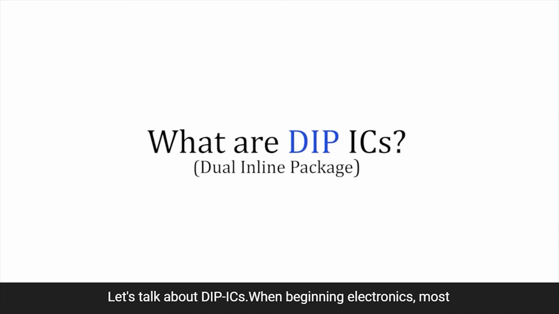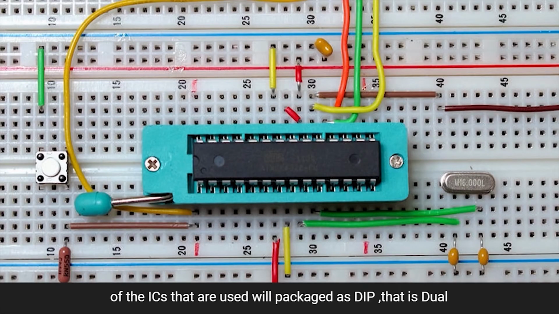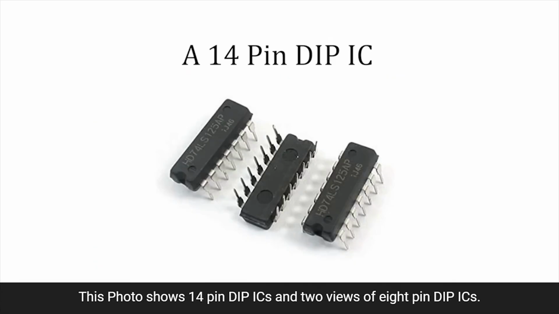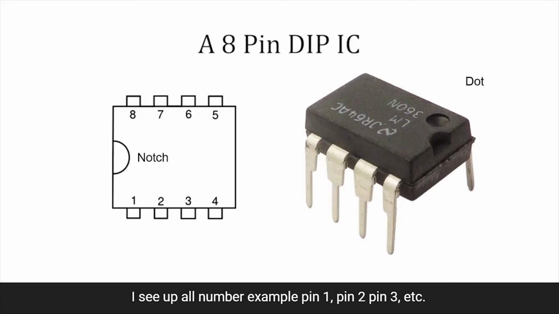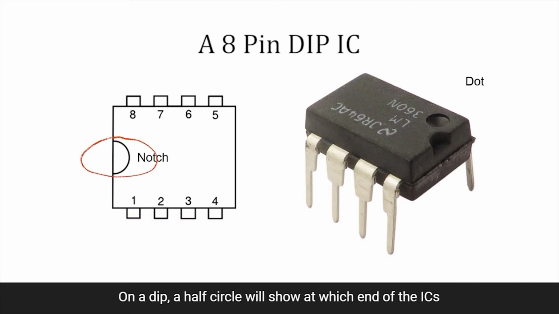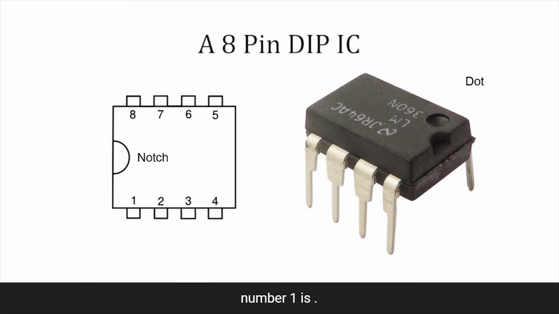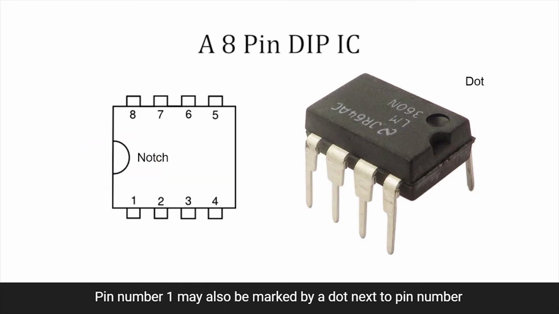Let's talk about the DIP IC. When beginning electronics, most of the ICs that are used will be packaged as DIP, that is, dual inline package. This photo shows a 14-pin DIP IC and two views of an 8-pin DIP IC. ICs have numbered pins, for example pin 1, pin 2, pin 3, etc. On a DIP, a half circle will show at which end of the IC pin number 1 is. Pin number 1 may also be marked by a dot next to pin number 1.